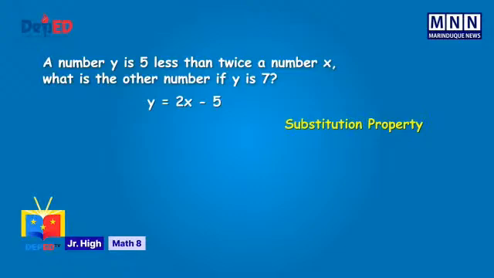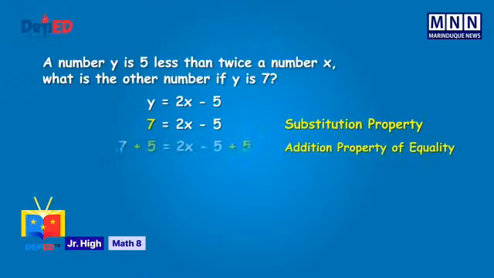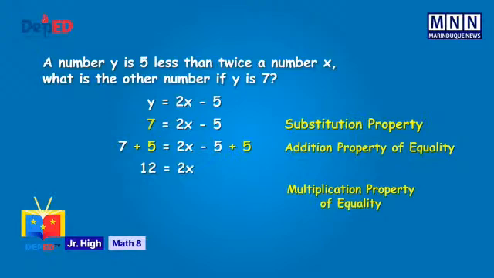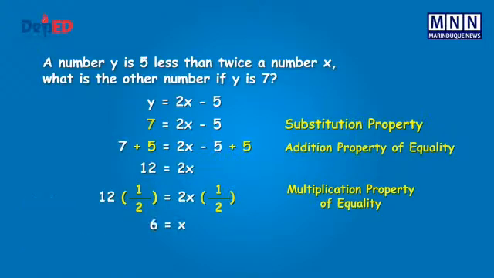The equation will be 7 equals 2x minus 5. To isolate 2x, add 5 on both sides by the addition property of equality. This gives us 12 equals 2x. By the multiplication property of equality, we multiply 1/2 on both sides to get the value of x. We obtain x equals 6. So we say that when y equals 7, then the other number x is 6.